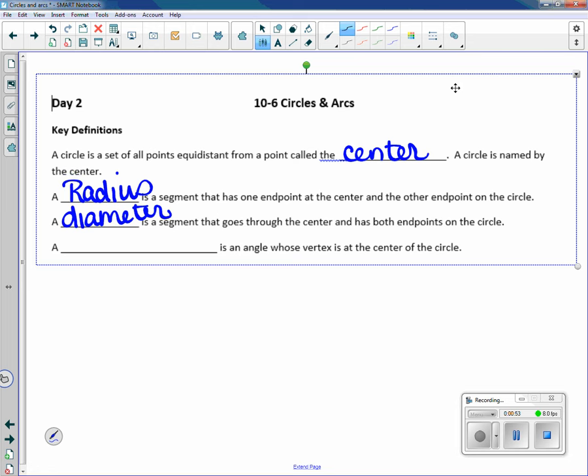Now, this is the one that might be new. It's a central angle. It's an angle whose vertex is in the center of the circle. Central angle. Okay?